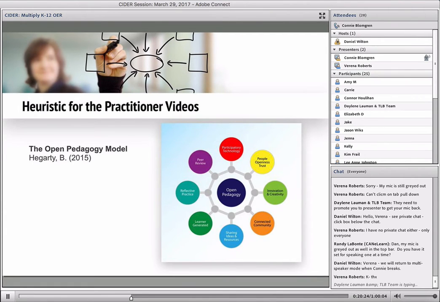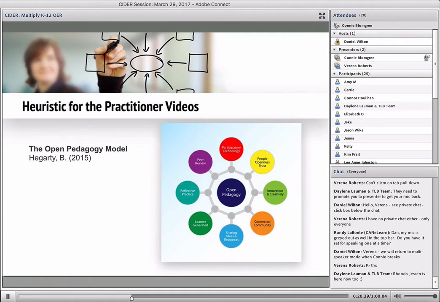Now, when we got to the videos, it was even more of a challenge of how are we going to assemble all this content and make sense of it for our viewers, and also not have it overwhelming or pedantic or going on for too long. And so we decided that perhaps the best thing would be to take the open pedagogy model from Bronwyn Hegarty and apply it to the videos and the content that we were finding.